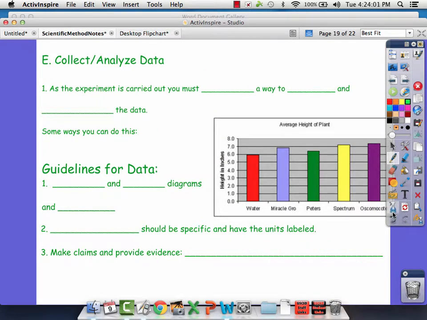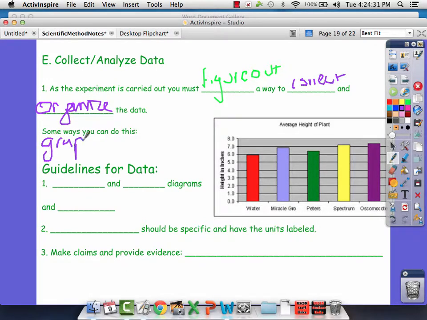We're on to collecting and analyzing data. As the experiment is carried out, you must figure out a way to collect and organize the data. Some ways you can do this: graph. You see a nice version of a graph right there. You could chart. How about make a table or a diagram?